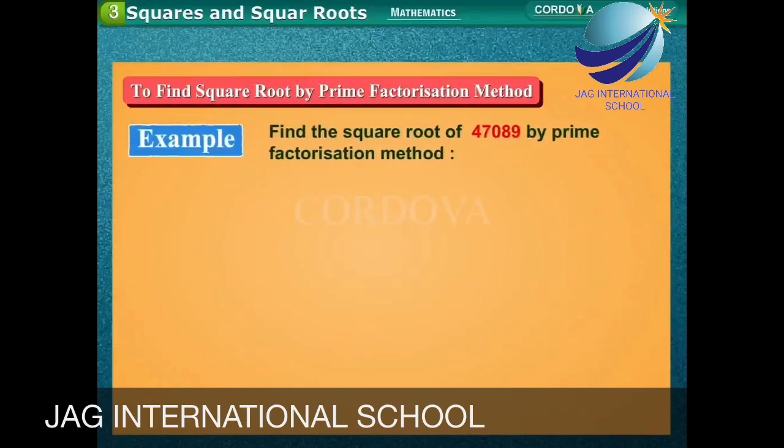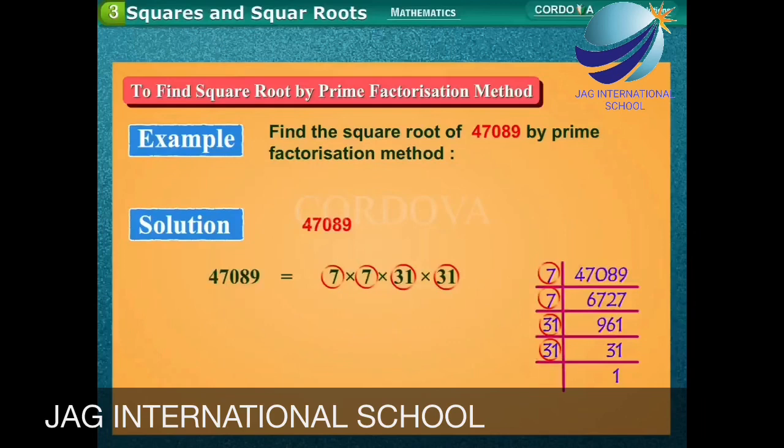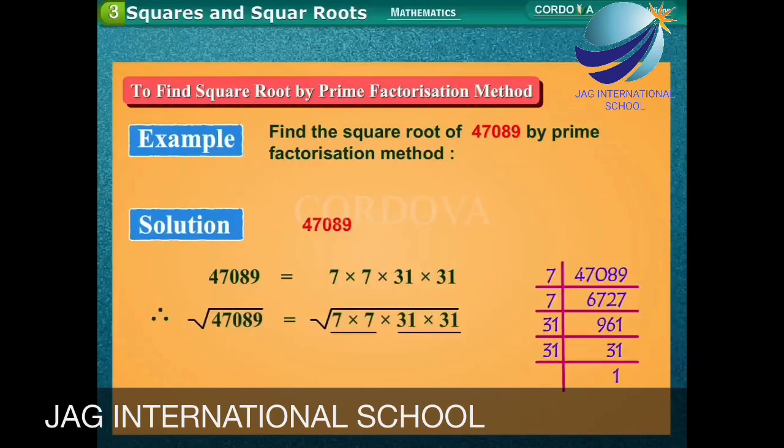Example: find the square root of the following numbers by prime factorization method. 47089. Solution: 47089 is equal to 47089 divided by 7, 6727 divided by 7, 961 divided by 31, 31 divided by 31, 1. 7 into 7 into 31 into 31. Therefore, square root of 47089 is equal to 7 into 7 into 31 into 31, which is equal to 7 into 31, which is equal to 217.